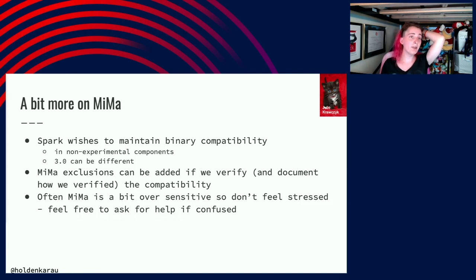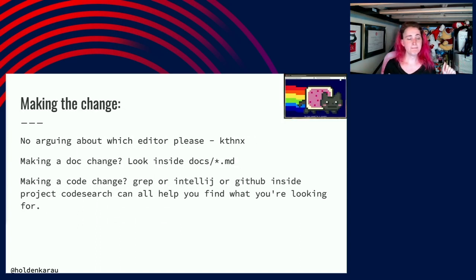And if you can't resolve it, just ask someone else on the project to help you resolve that MIMA error. But if it comes up, that is a thing that you need to pay attention to. You can't just ignore it. But we can add it to the excludes if you indeed have not broken API compatibility.